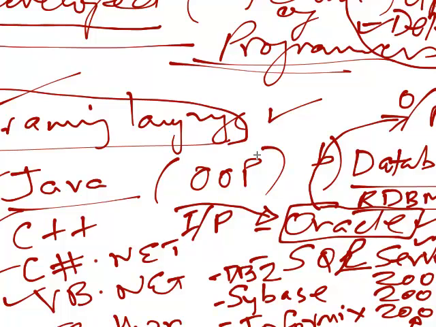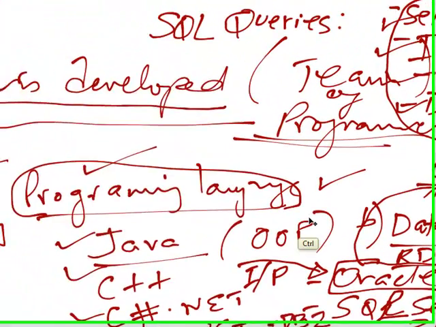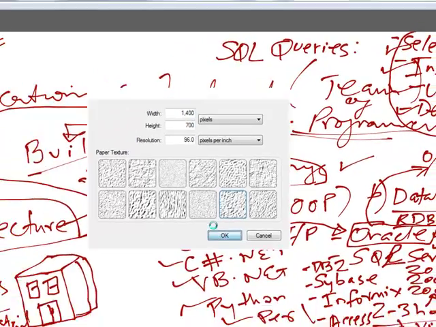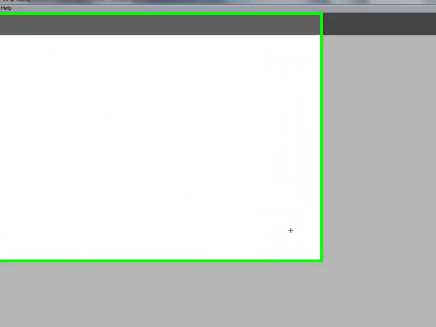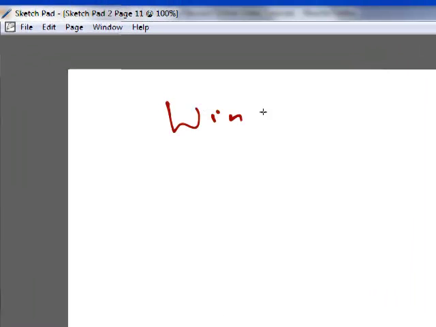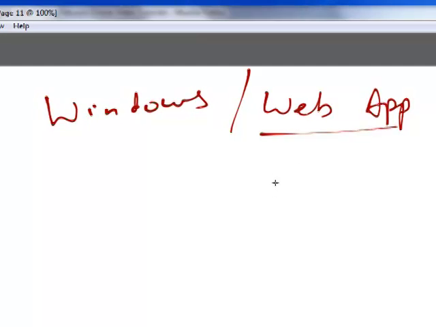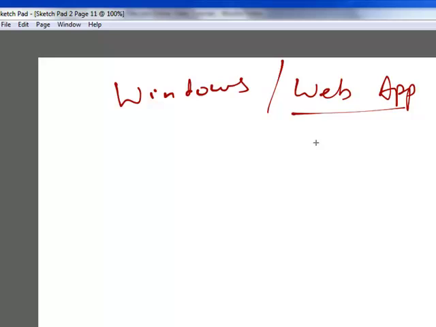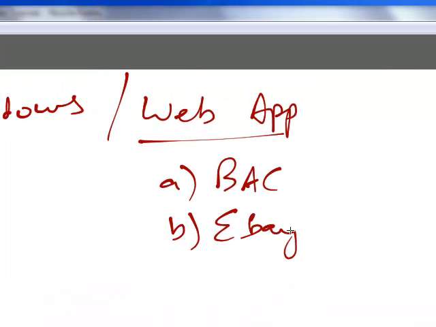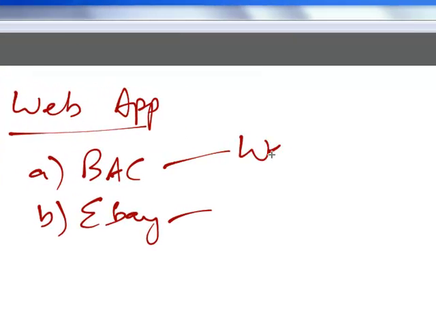Apart from this, what do you need to know? Basically, you need to know a couple of other things. Now, this is when you build your application. Your application, let's say, can be a Windows application, or it can be a web application. Let me take an example of a web application. Any company, let's say eBay.com, or Travelocity, or Bank of America. These are different websites, right?